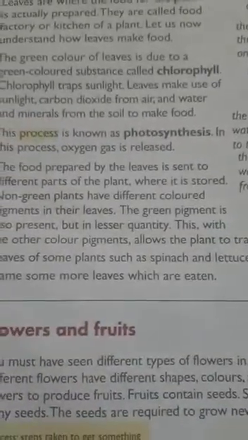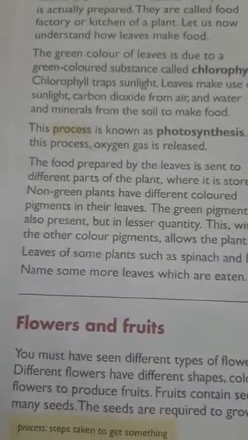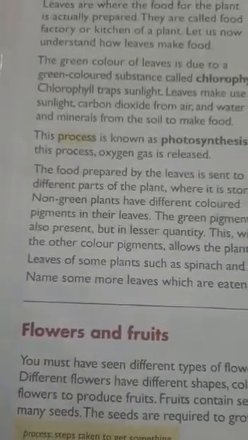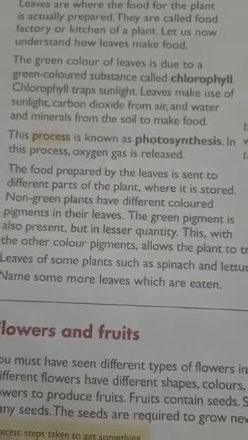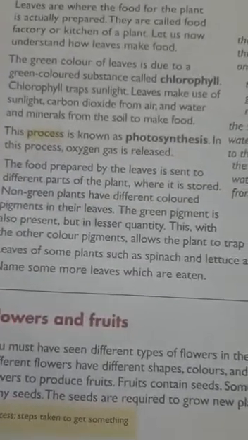Okay. So children, you must have seen different types of flowers in the garden, in your surroundings, or in your house or school. Different flowers have different shapes, colors and smell. Some are fragrant. Plants need flowers to produce fruits. Fruits contain seeds. Some fruits have only one seed. Some have many seeds. The seeds are required to grow new plants.